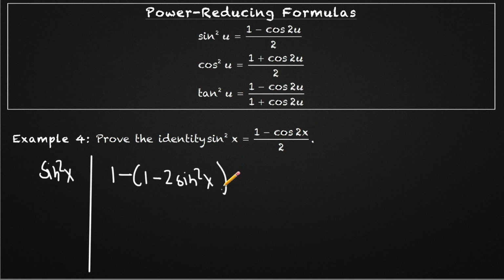You say, well, how did you know to use that one out of the three? Well, think about what we're trying to prove. We're trying to prove something that only has a sine squared in it. So it would make sense to pick the double angle formula for cosine that only has the sine squared in it.